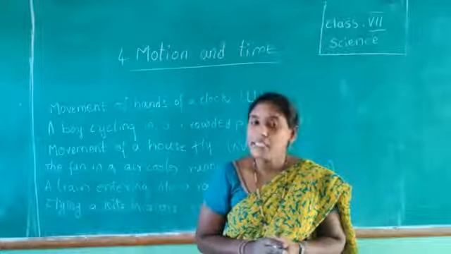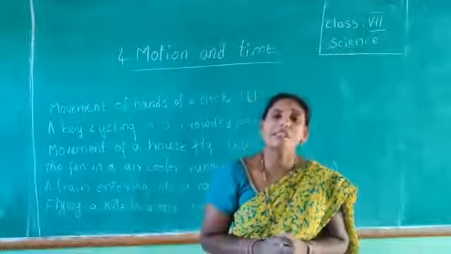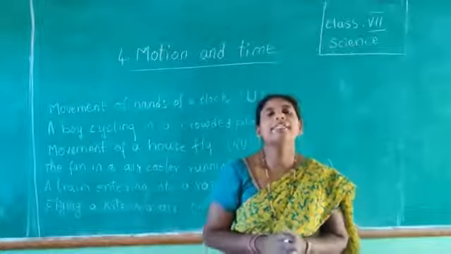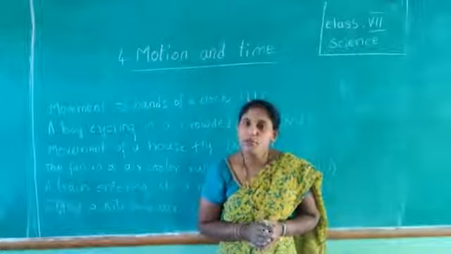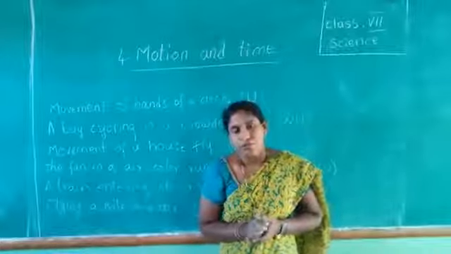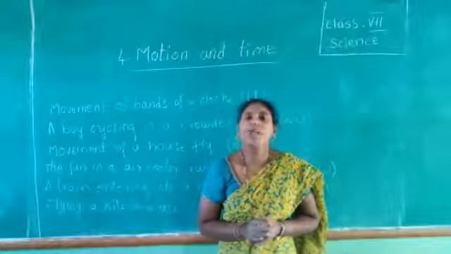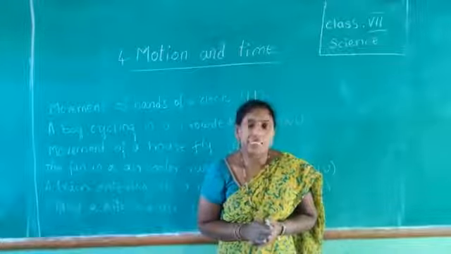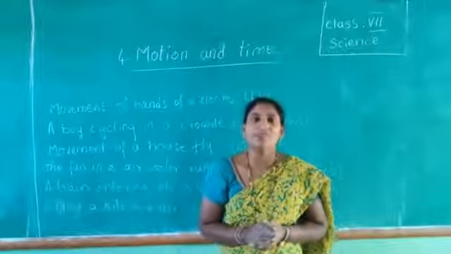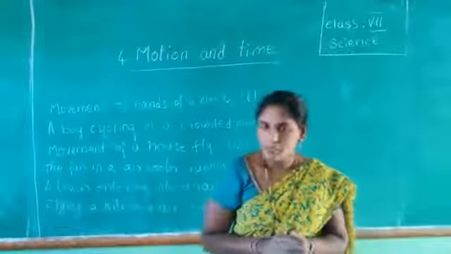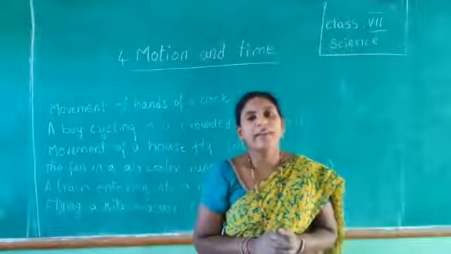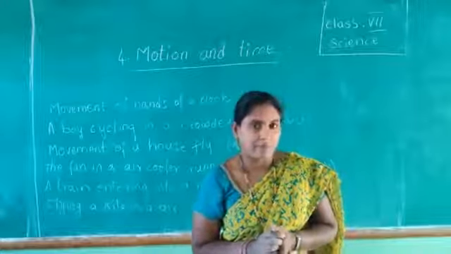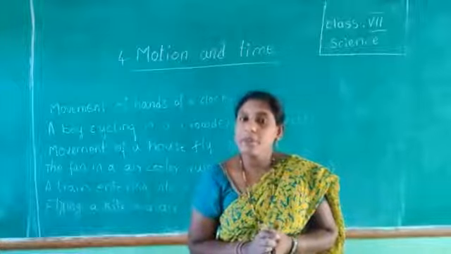If a body travels equal distances in equal intervals of time, then the body is said to be in uniform motion. What is uniform motion, children? If a body covers equal distances in equal intervals of time, then the body is said to be in uniform motion. This is the topic we have discussed earlier. And I have given an example.